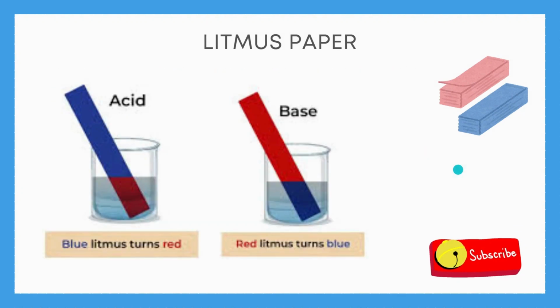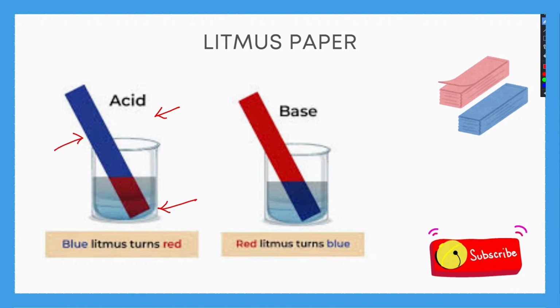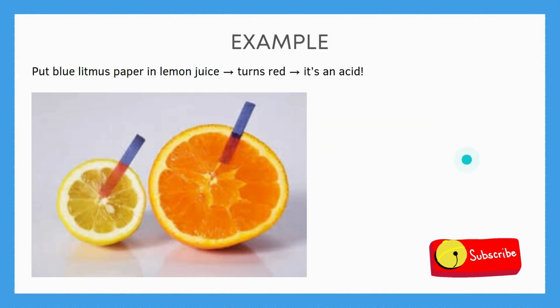Here is an example on the screen of how a litmus paper is used. When the blue litmus paper is placed in an acid, you can see the color change moving from blue over here to red down here in the solution that it was placed in. The same thing applies to the red litmus paper. You can see the color change moving from red all the way to blue over here when it was placed in a base. So basically, that's how the litmus paper is used.